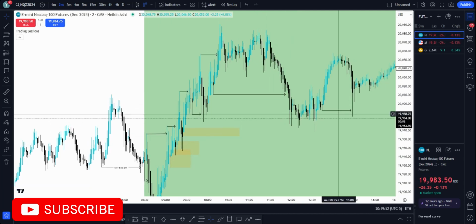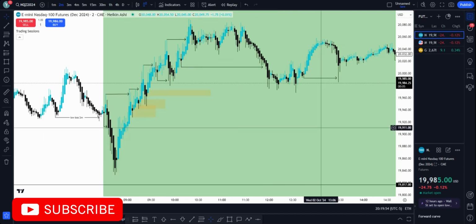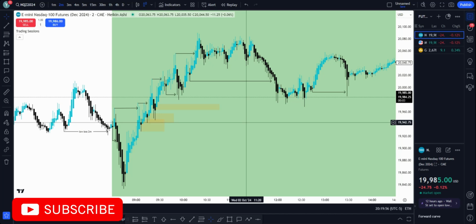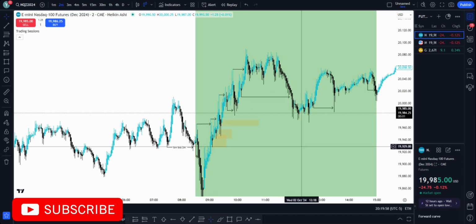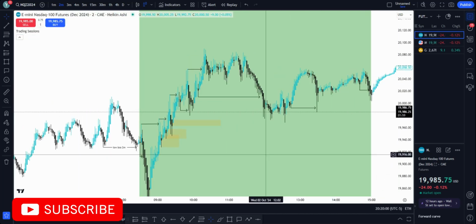Okay, so I mean, try the Heikin Ashi chart out. I mean, it makes it pretty much clearer for you. You get to see all the setups. You don't have to worry too much about a noisy chart. But this is everything that happened today.